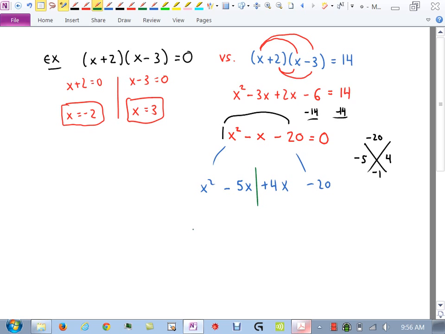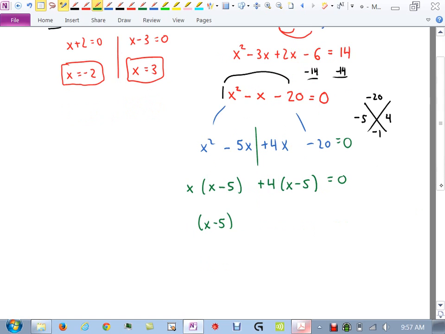GCF out of the first two. X left with x minus 5. We need to match that over here, x minus 5. So what should go in front of it? Plus 4. And now that turns into x minus 5 times x plus 4 equals 0.